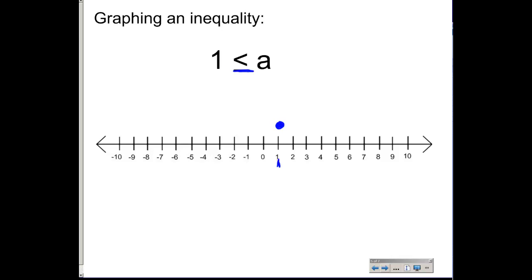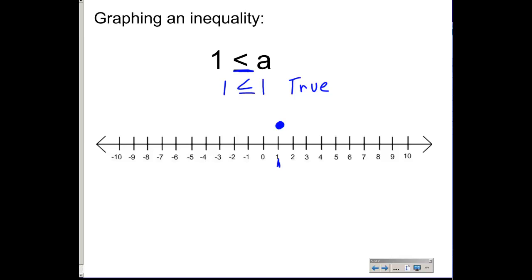If I take this number 1 and place it in for A, and then I rewrite the equation, we say that 1 is less than or equal to 1. Well, that is true. The dot here is not just a boundary line as to where we start our graph, but it's also part of the solution, whereas the ones that were open circles were not part of the solution.